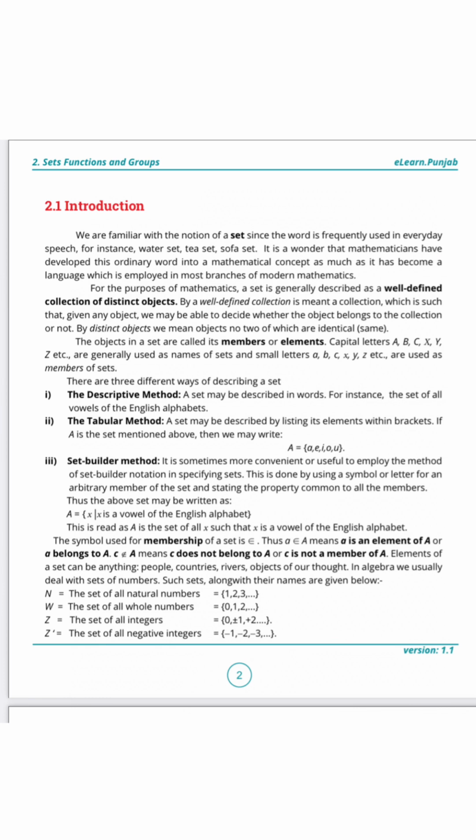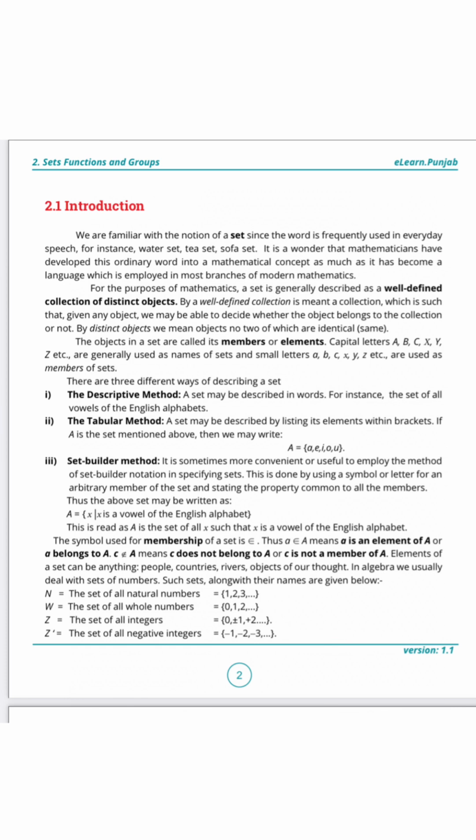It means that if the question comes up, how many ways are there to describe a set, then in the multiple choice questions you will choose three: descriptive method, tabular method, and set builder method. Like, how can you actually write or describe a set? For that we have three different methods: descriptive method, tabular method, and set builder method. Now in the set builder method, as written at the bottom, this is read as A is the set of all X such that X is a vowel of the English alphabet.